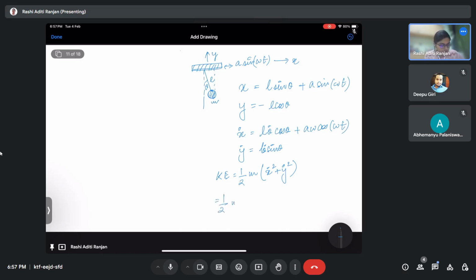Half m times L square theta dot square cos square theta, plus A square omega square cos square omega t, plus 2 L theta dot A omega cos omega t, plus L square theta dot square sine square theta. Correct? This and this, if we add cos square theta plus sine square theta, will give me 1.